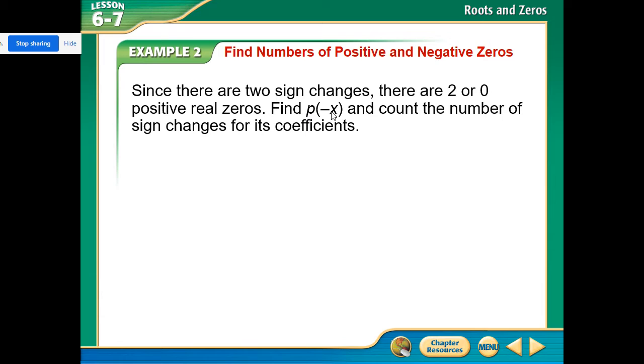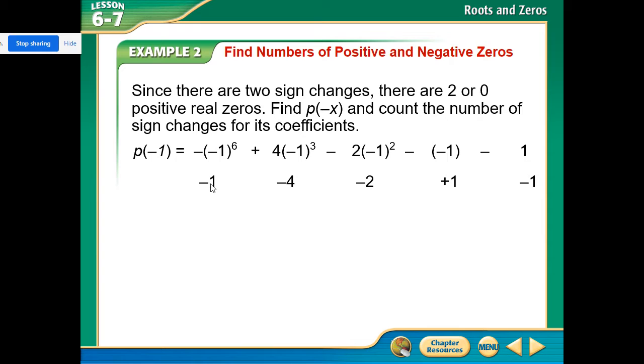All right, now let's try the negative ones. So we're going to try negative x here. I'm going to put a -1 in for all of these. -1 to the 6th power doesn't change anything. The only ones that are going to change are all the odd powers. So this one's not going to change. It's still going to be that -1. This is an odd integer, so it changes to -4. This one's just -2. This one's going to change to +1 and -1.